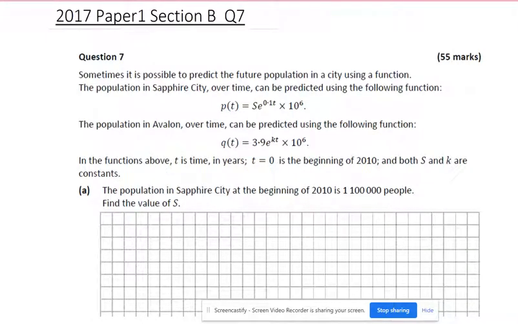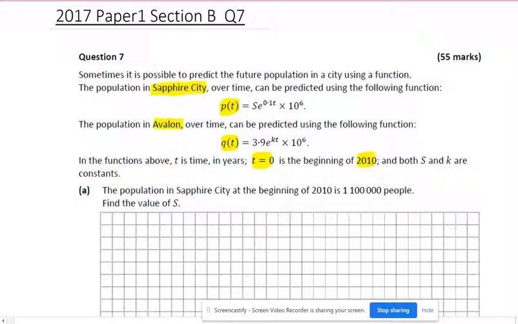So in the case of the first city here, Sapphire City as it's called, the population growth is given by P. And in the case of the second city, Avalon, the population growth is given by Q. Now in both cases, population growth depends on time, where time is in years. And that starts from the year 2010, it says here. So the start of the year 2010, that's where we set t equals 0.